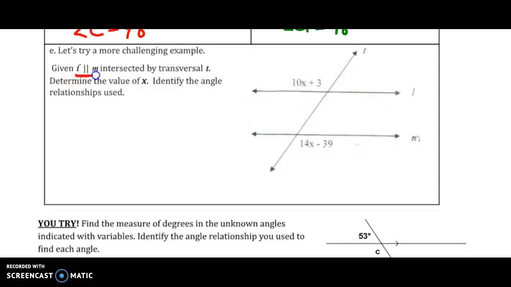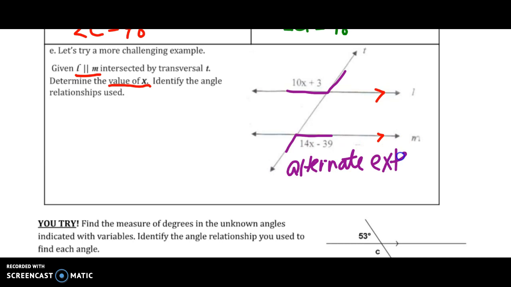Given line L is parallel to line M, so they tell us that, and intersected by a transversal T, determine the value of x. Identify the angle relationship used. So it didn't ask us to explain, it just said use the angle relationships that you have. So we have two angles that are outside the parallel lines on opposite sides of the transversal. So these are alternate exterior angles.